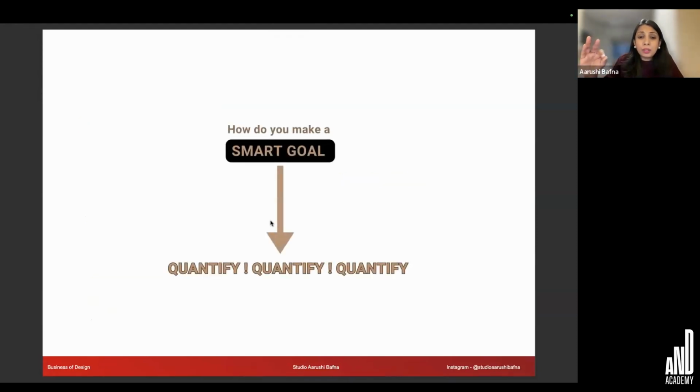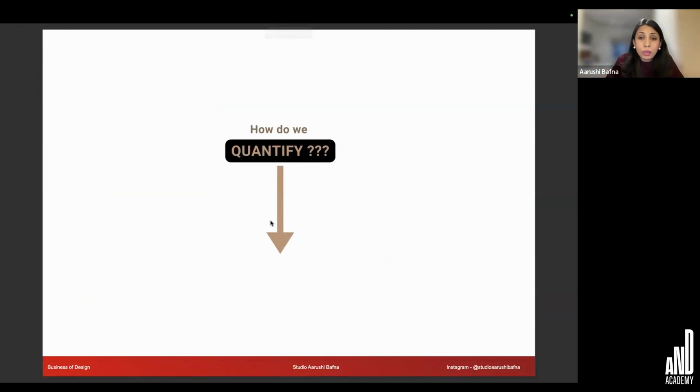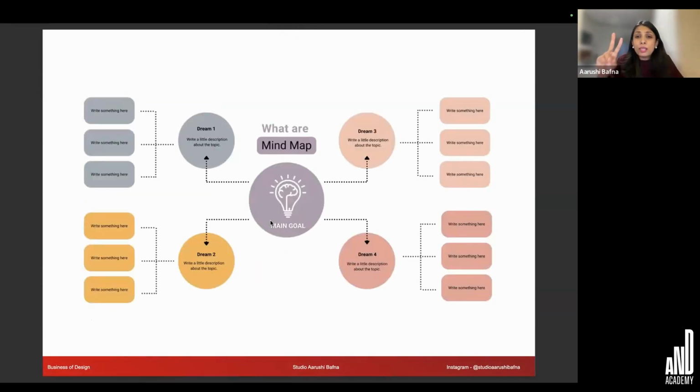How do you make a SMART goal? You make a SMART goal by quantifying and quantifying. How do I quantify stuff? By making mind maps. So, step two is to make mind maps of your SMART goal.